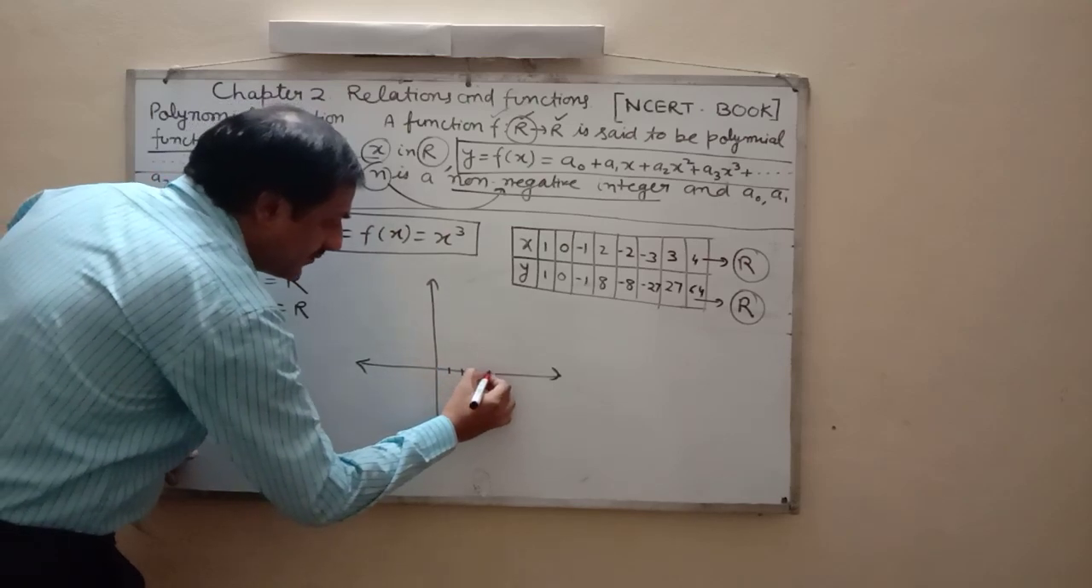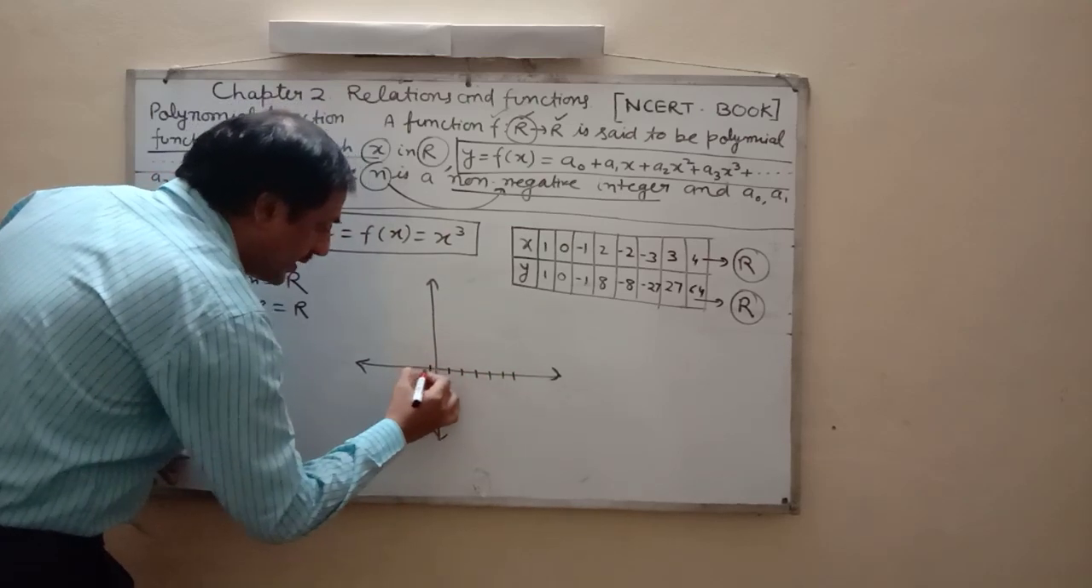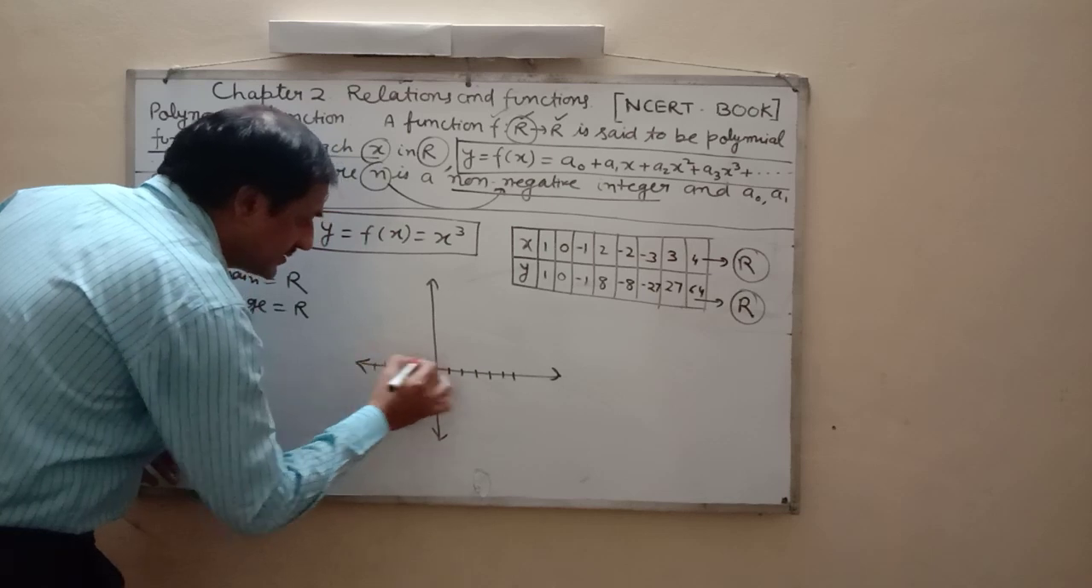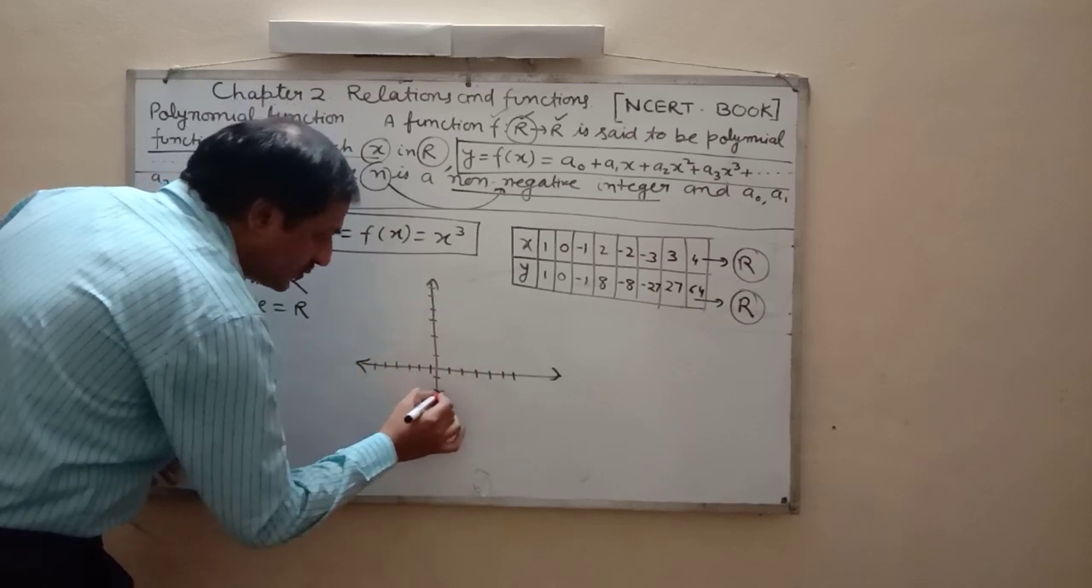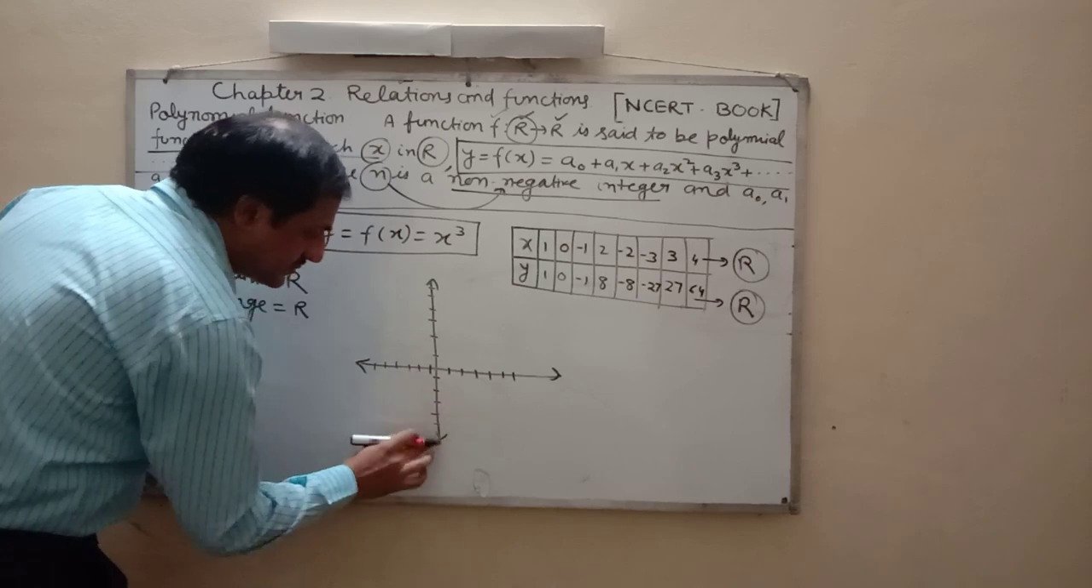Marking 1, 2, 3, 4, 5, 6 along the axes.